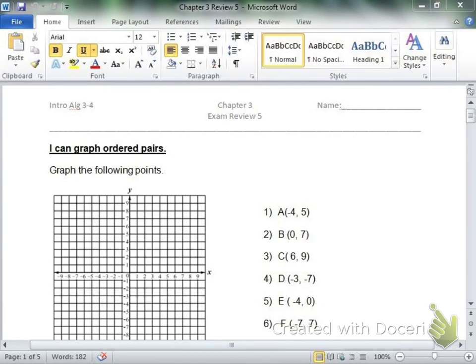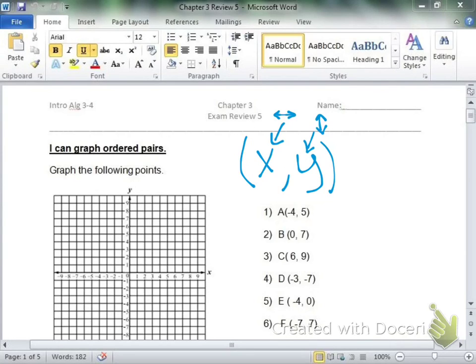All right, so chapter 3 was all about graphing. First we started with just graphing points. Remember, when you are graphing a point, the first number is your x, the second number is your y. This number tells you what you're going to do left or right. This number tells you what you're going to do up or down.